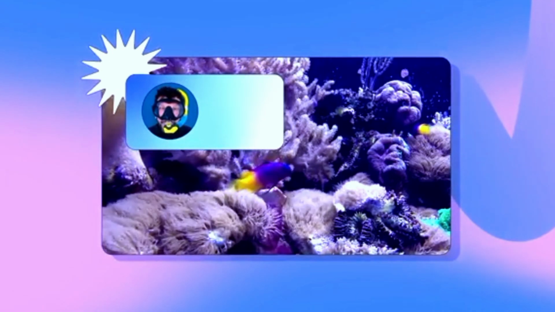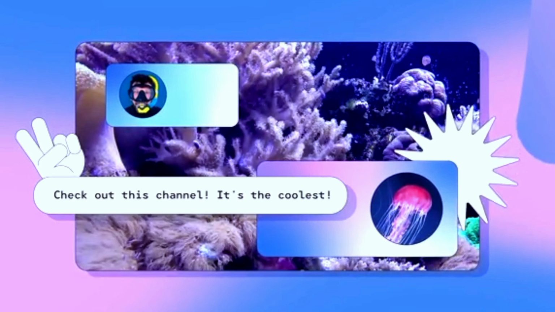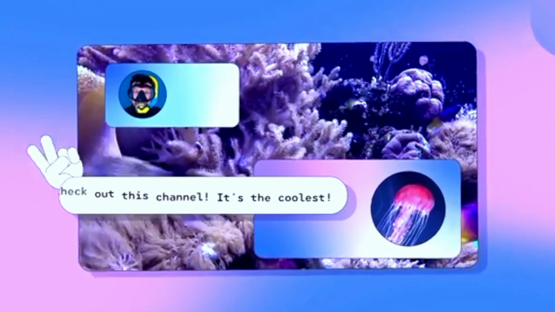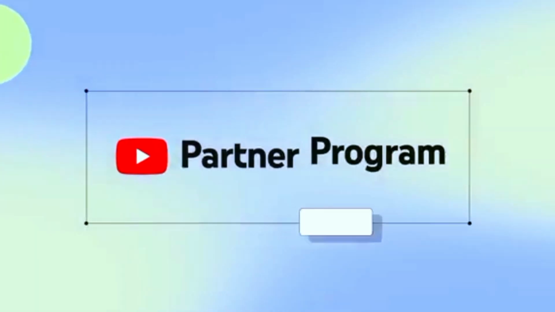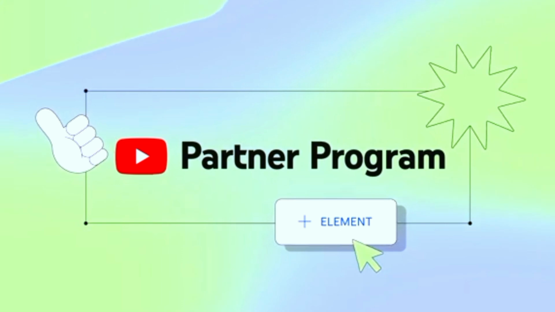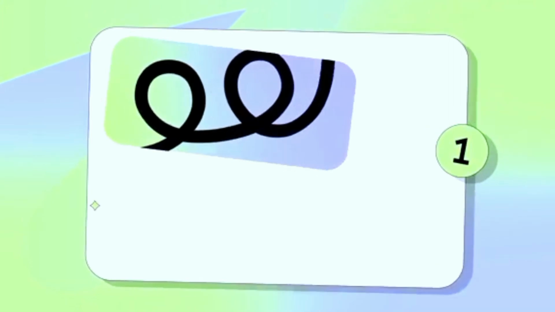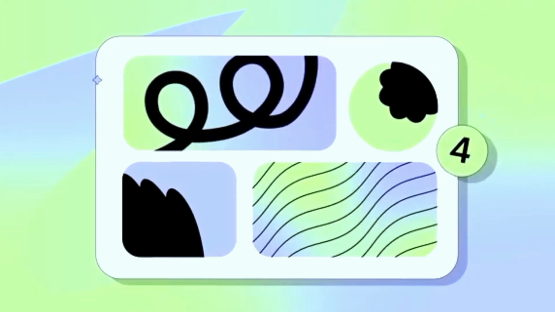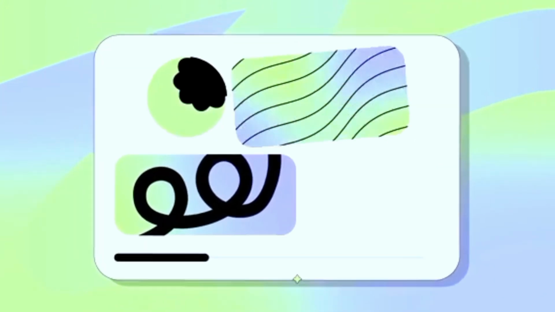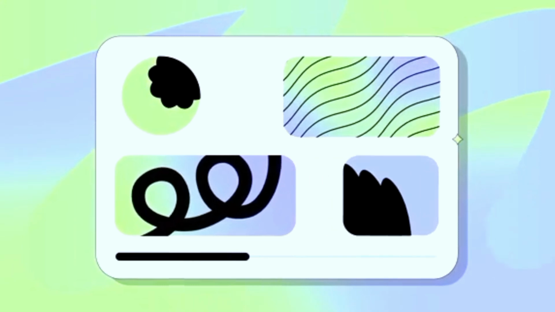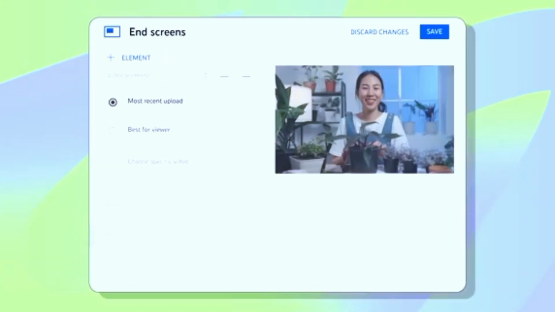Subscribe encourages subscriptions to your channel. And Channel lets you promote another channel with a custom message. If you're in the YouTube Partner Program, you may also see the option for Link, which lets you link to an external website. You can add up to 4 elements to your end screen, and you can edit both the timing and the placement of your end screen elements.